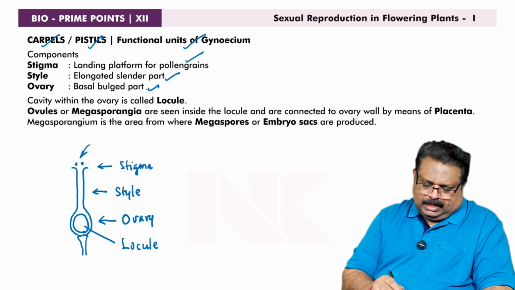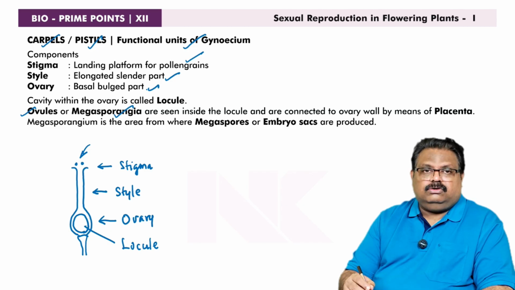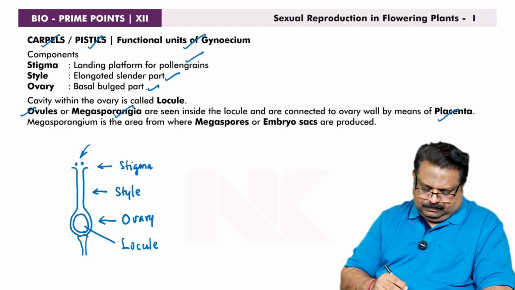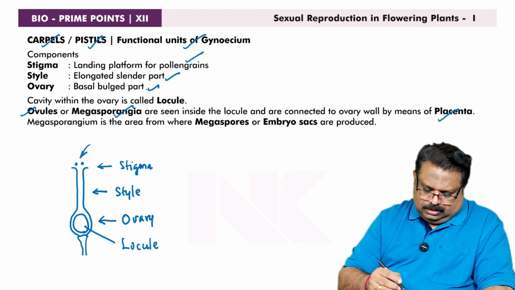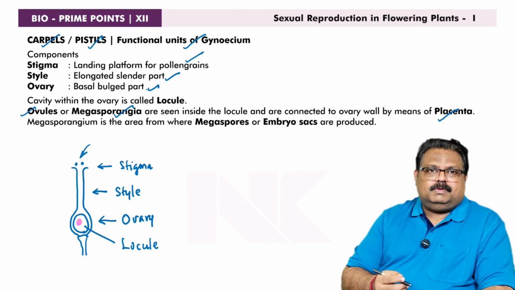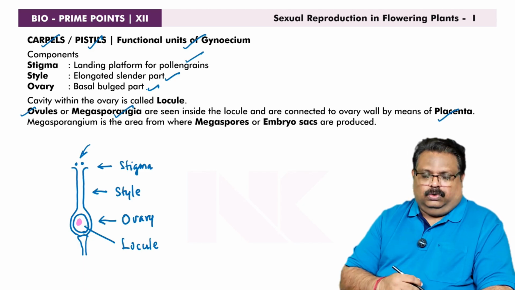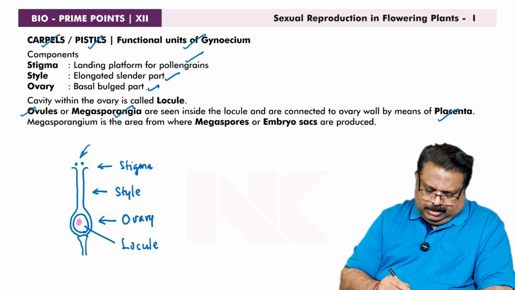Then ovules or megasporangia are seen inside the locule and are connected to the ovary wall by means of placenta. Suppose this is an ovule. The ovule is present inside the locule, and the ovule is connected to the ovary wall by means of a stalk, a connecting structure. That structure is called a placenta.